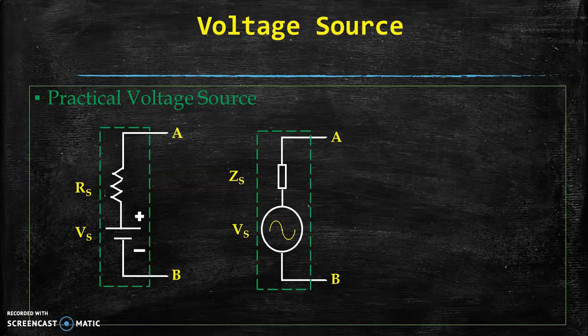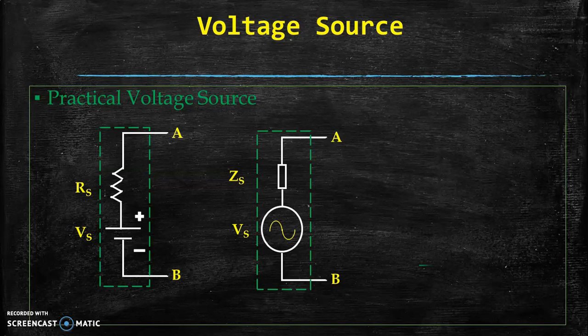Now, in case of practical voltage source, as we connect a load across the terminals, and if we go on increasing the load current, the current passes through the source, that will pass through the series connected resistance as well as impedance also, and across a resistance or impedance some voltage will drop, and because of this drop there will be a slight decrease in the terminal voltage as the load current goes on increasing.